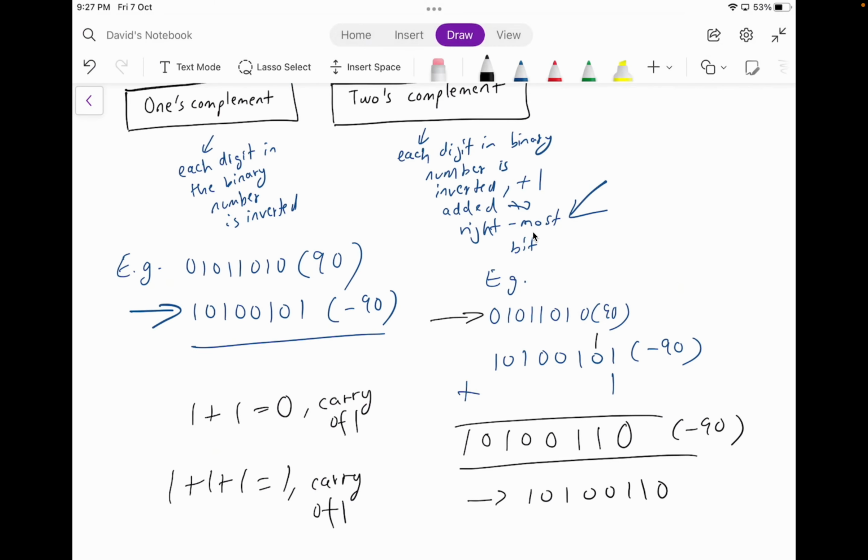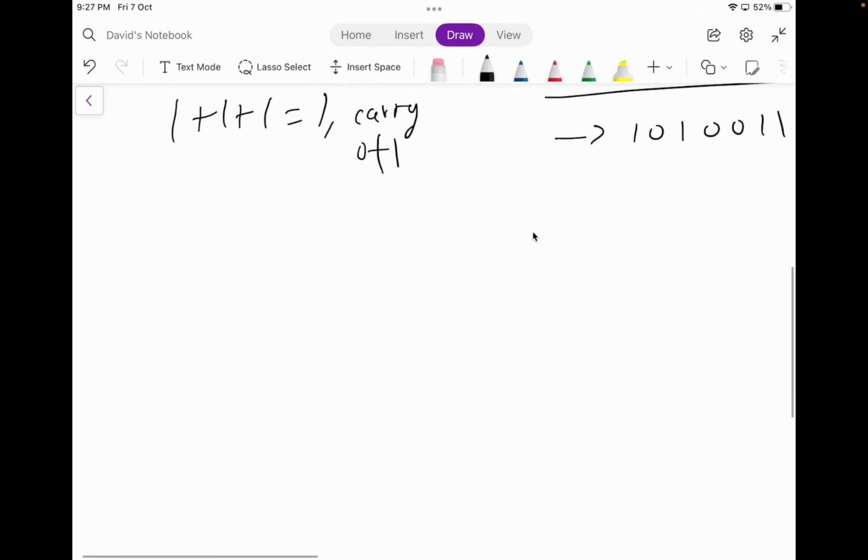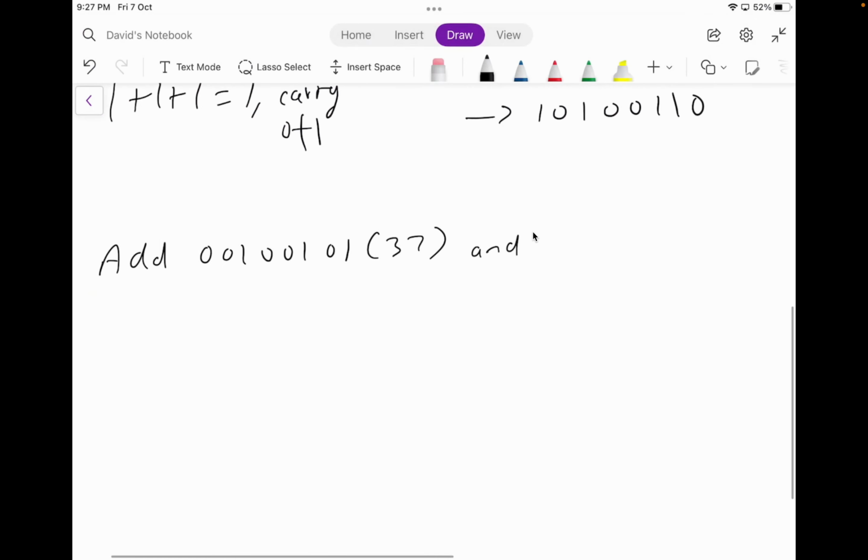So, I'm going to include some other examples. Let's say for 2's complement itself, we have to add two values together in terms of binary addition. The question states that they're going to add 0010101, which is 37 in denary. You're going to add these two values together. I'm going to show you how to do this.